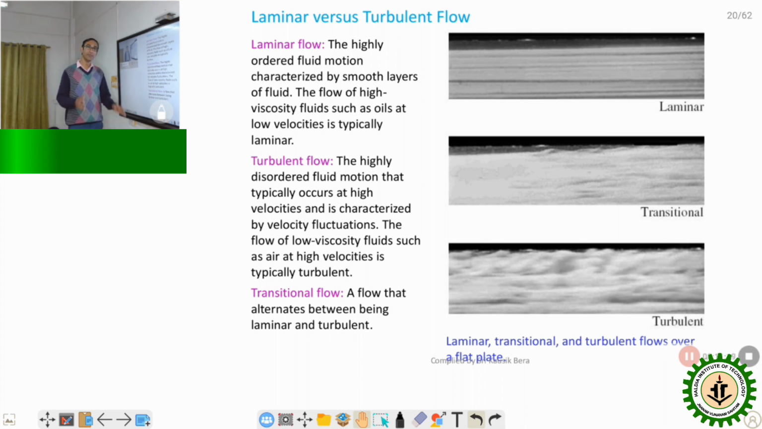Transitional flow is in between laminar flow and turbulent flow, a flow that alternates between being laminar and turbulent. Here are the three diagrams: this is the diagram of laminar flow, this is the transitional, and after that this is turbulent flow.